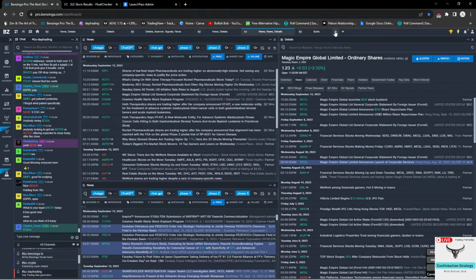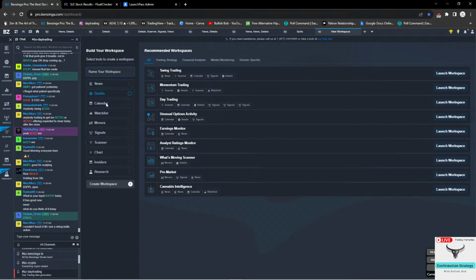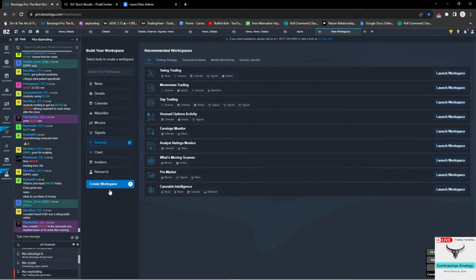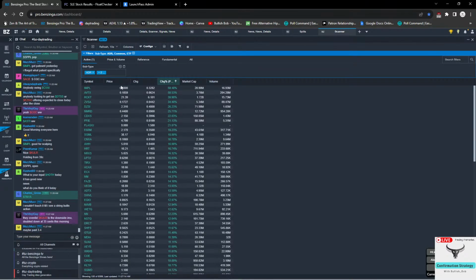Not sure. There we go. So this is all new. I have to get used to this actually myself. So let's go to the scanner. Great workspace. All right, there we go.